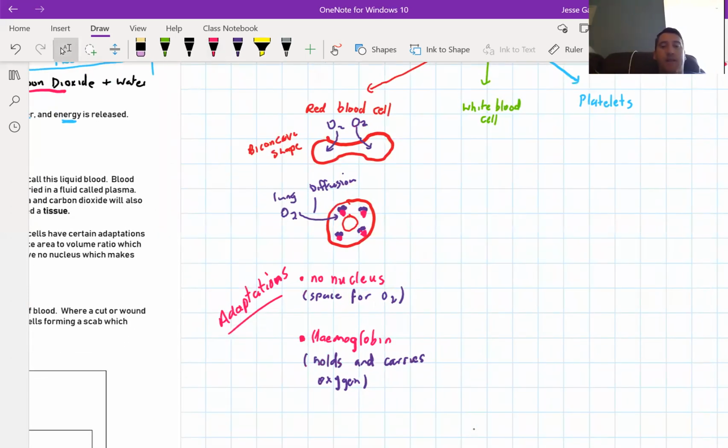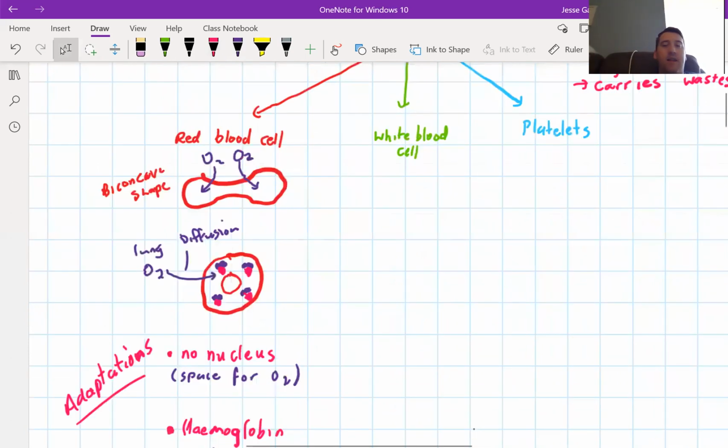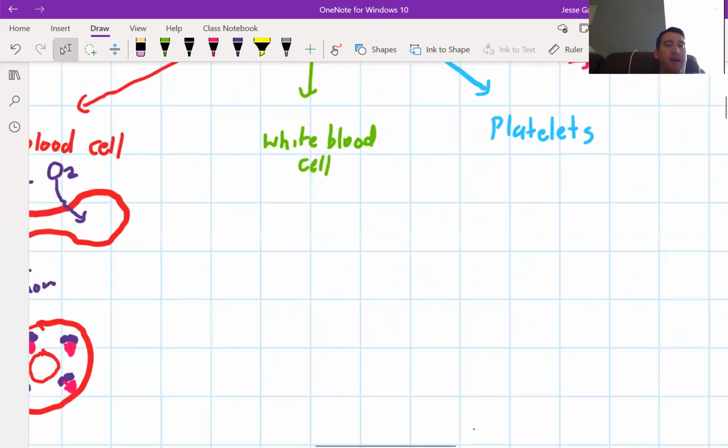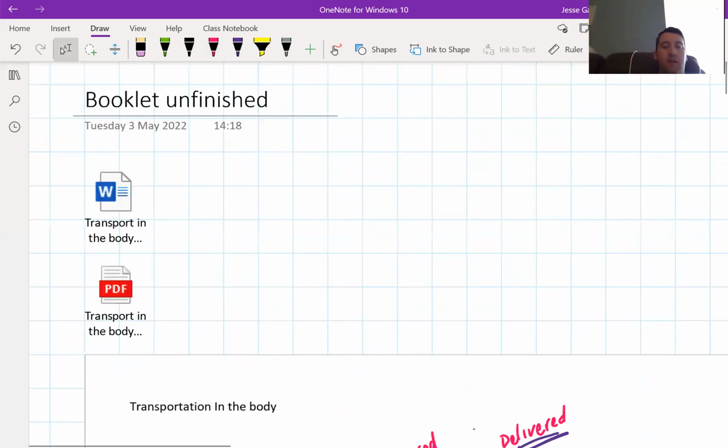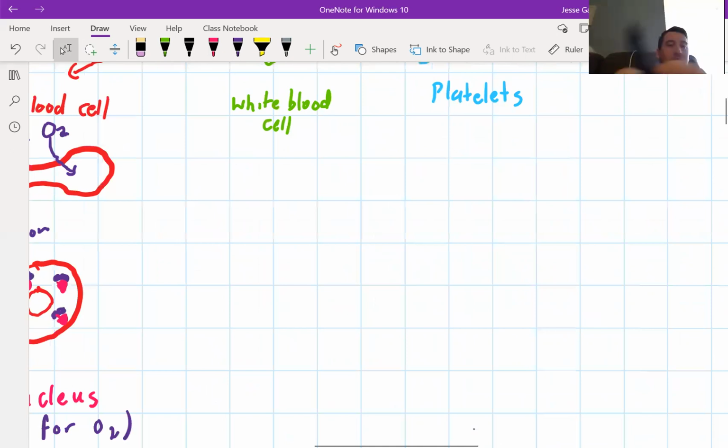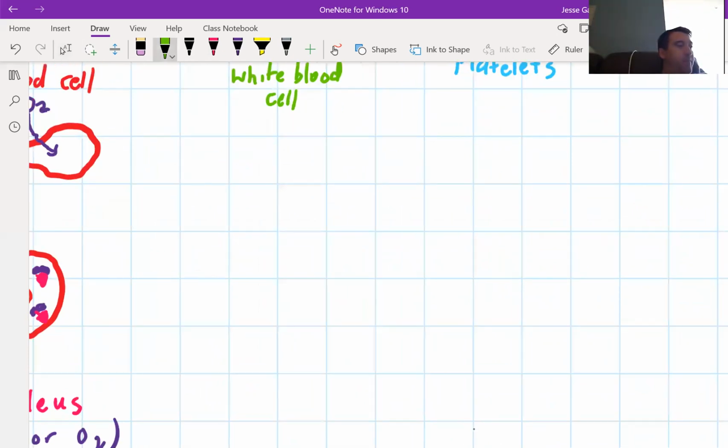Okay, it's important that you pay attention because you're going to be asked to summarize this later on. All right, let's now move on and look at the other type of cell here, the white blood cell. And the white blood cell is a bit more, I suppose, straightforward. I'm just going to draw here a cell. This is a cell that does have a nucleus. So it definitely does have a nucleus.